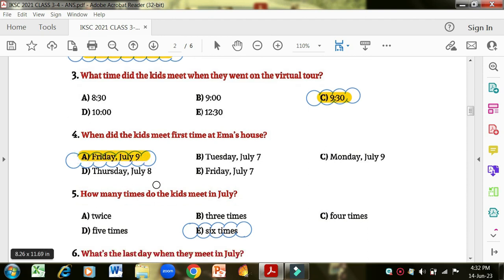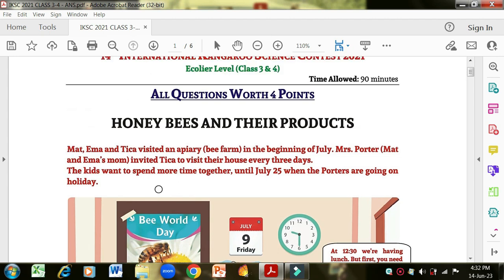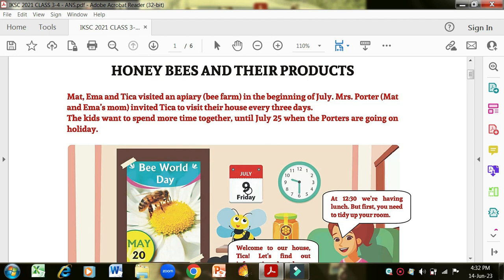How many times do the kids meet in July? Now you have to read it very carefully again. Here it says that Mrs. Potter invited Tika to visit their house every 3 days. Now that day is 9th of July. After 9 you are going to count three days. 9 is the day on which he visited Potter's house. Then 10, 11, 12. The second visit will be on 12. Then 13, 14, 15.